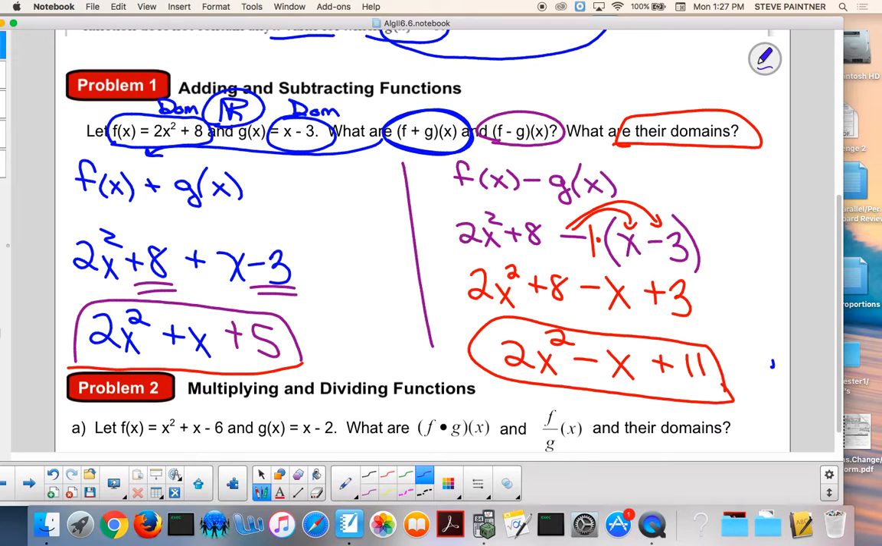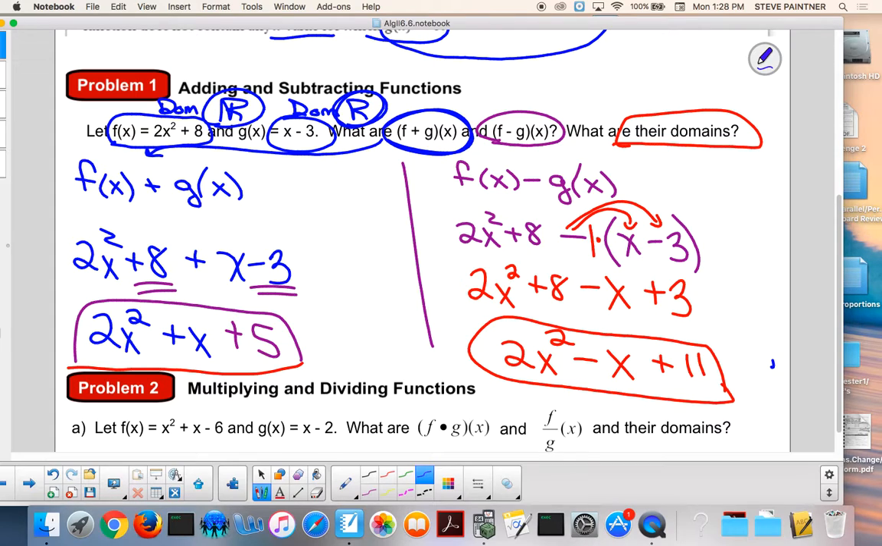What about this one? It says take a number, subtract 3. Positives, can you take 3 away from positives? Can you get an answer? Yeah. How about negatives? Yep. How about 0? Yep. Okay. Guess what? Domain is all reals.